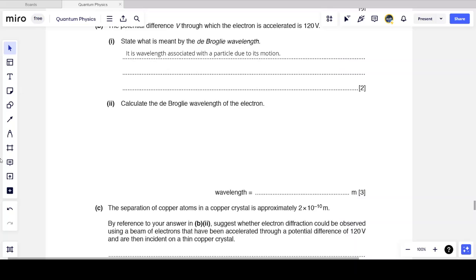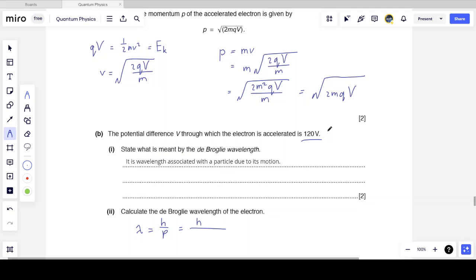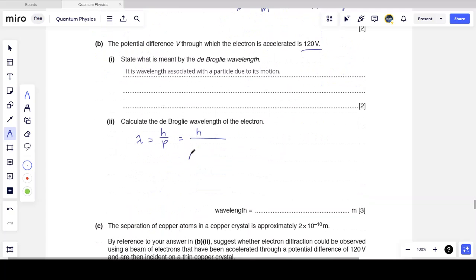And you can understand what's coming next. They ask us to calculate the de Broglie wavelength of the electron. Now, the equation for de Broglie wavelength, lambda, is h over p. I don't have the momentum, but I have an expression for the momentum, and I'm given the potential difference through which the electron is accelerated. Now I know the purpose for the derivation. That's h over the square root of 2mqV.